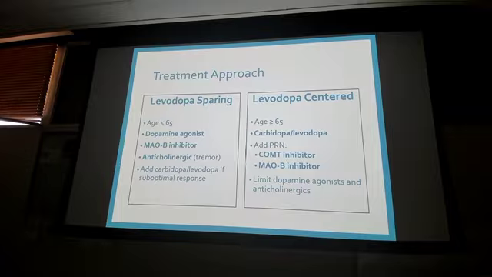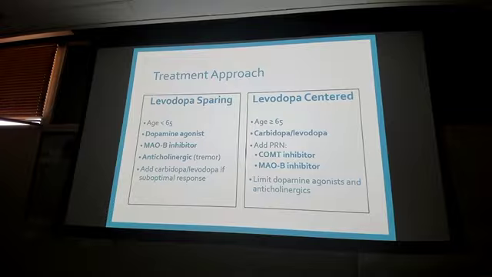So I was telling you at the very beginning, we have our levodopa sparing and we have our levodopa centered. Your levodopa centered is like your big gun. You try to stay away from levodopa as long as you can because there are times where this medication can start to wear off and you have some other complications that come along with it. So we try to save it to the very end if we can. We don't let our patients suffer, but we try to put it off.